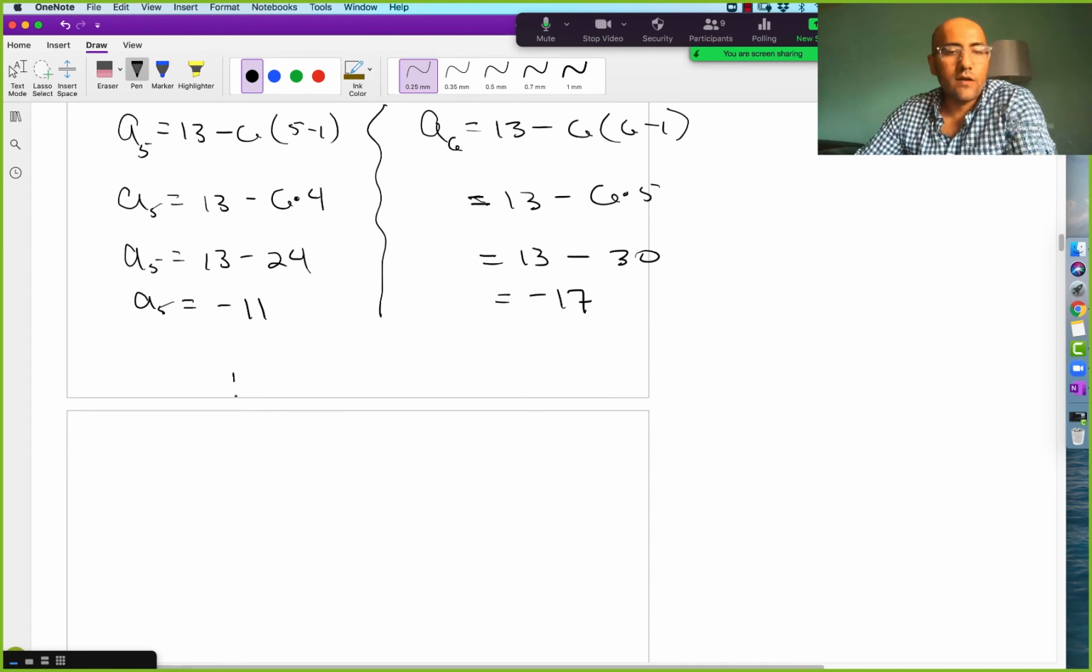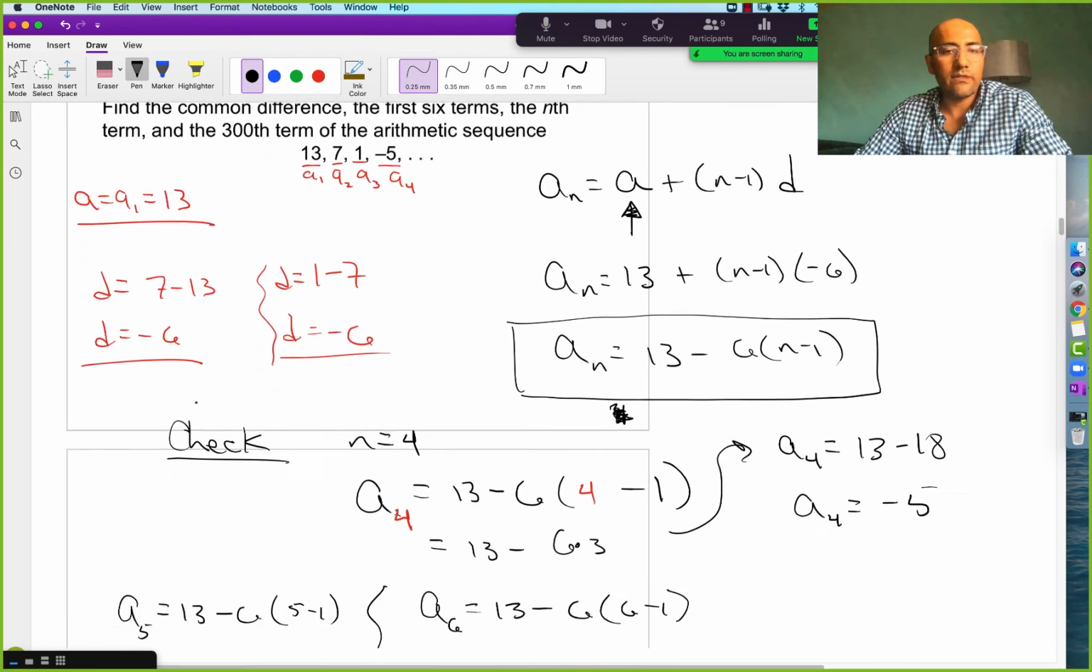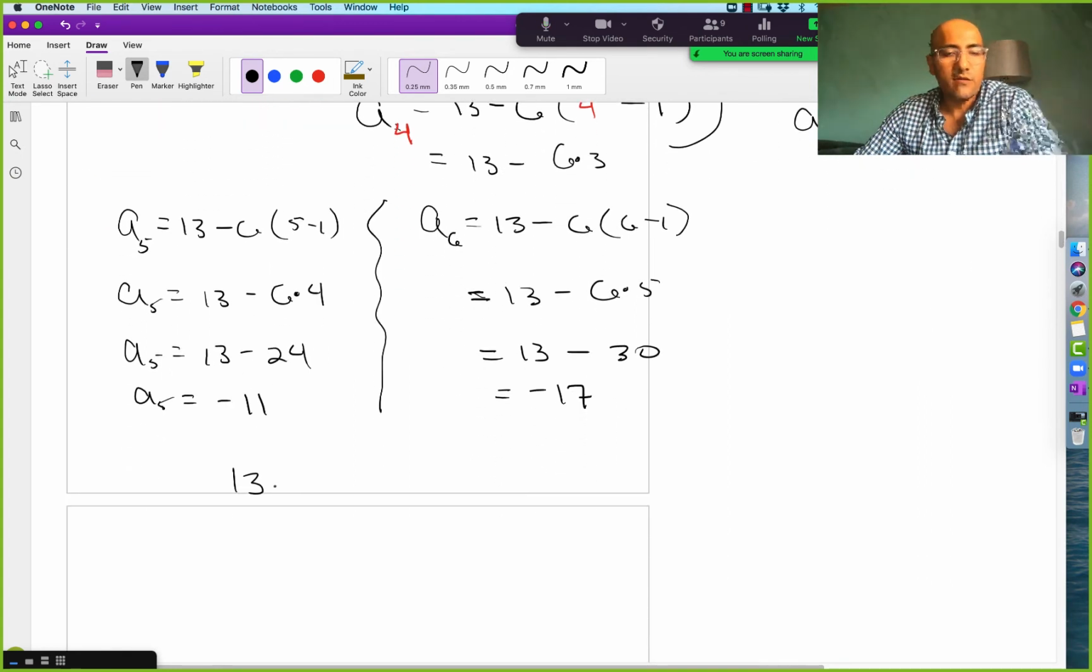So far I have our list, our sequence: 13, then 7, then 1, then minus 5, then minus 11, then minus 17. Right, so here is my first few values of my sequence. I'm subtracting 6 every time, or adding a negative 6 every time. Right, since technically we're doing a summation. It's just that we add a negative number every time.